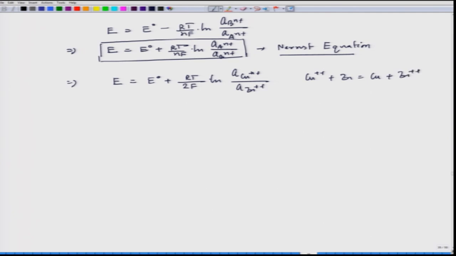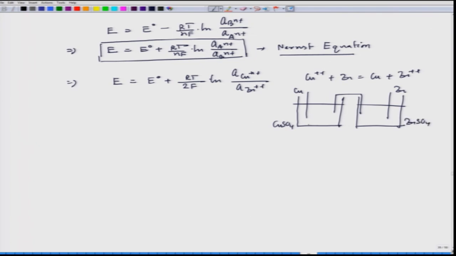Now, let me see the 2 cell. This is my salt bridge, this is a copper terminal, zinc terminal, copper sulfate, zinc sulfate. So, we have some activity of copper plus plus ion, activity of zinc plus plus ion.